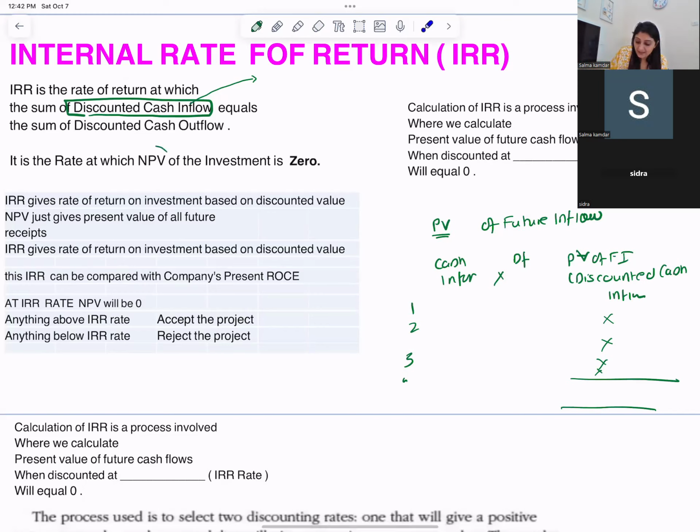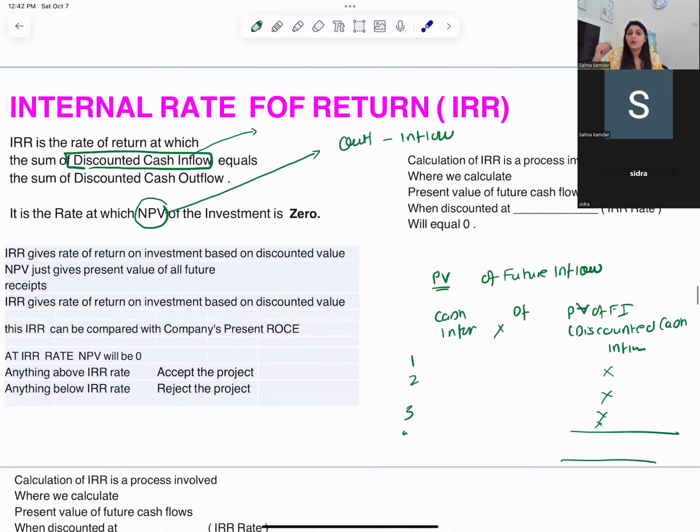Can you tell me the meaning of net present value? Net present value means the present value of the future receipts less the present value of the current payments. NPV is basically the inflow minus the outflow at the present value. So IRR is that rate of return where your NPV is zero.